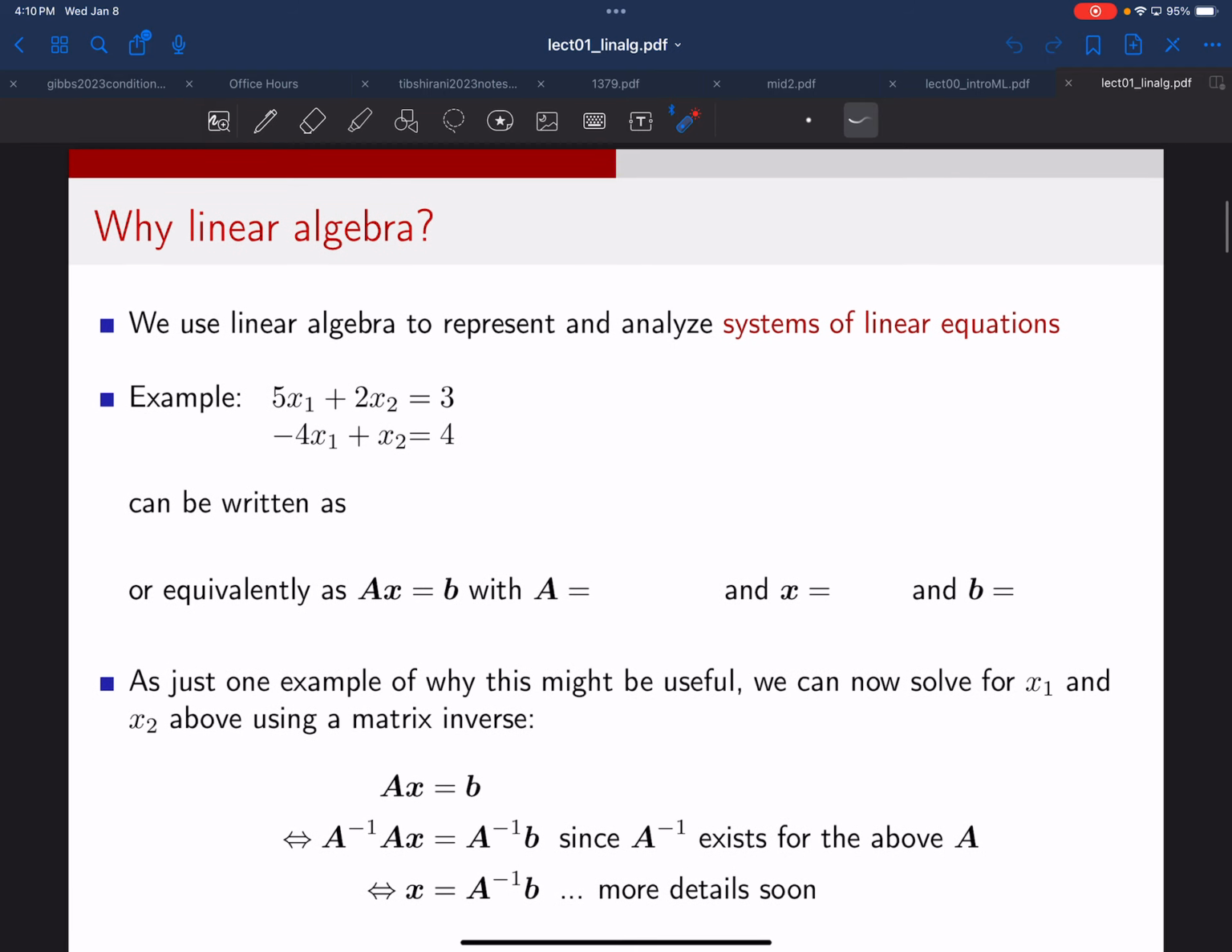So we might say, first, why are we using linear algebra? Basically, it's a really good way of notating and combining and communicating about situations where we have a number of different variables operating together. As a simple example, we might have two variables, x1 and x2, connected by two linear equations. And we might first ask, how can we write this in terms of matrices and vectors?